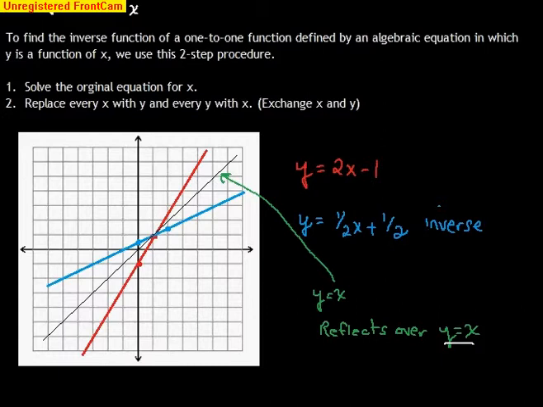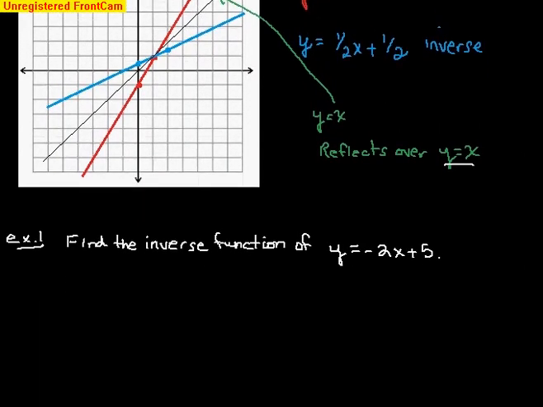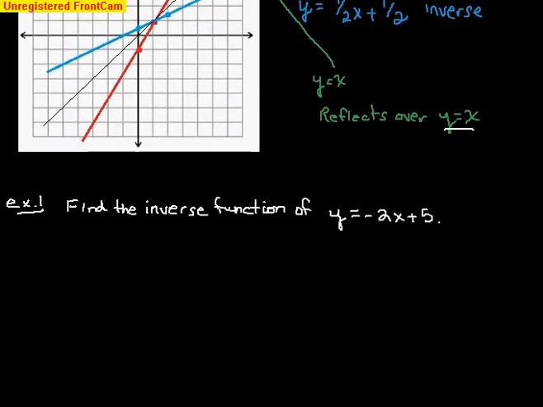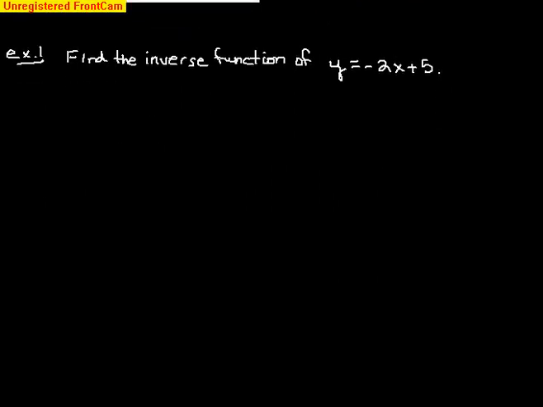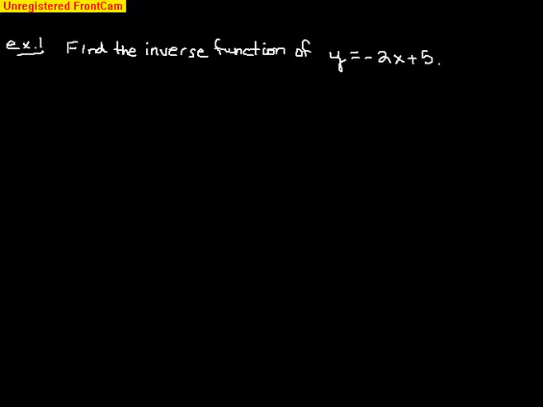So let's try a problem. It's not like this is difficult, it's just new. So we want to find the inverse function of y equals negative 2x plus 5. The first thing we're going to do is solve this for x.